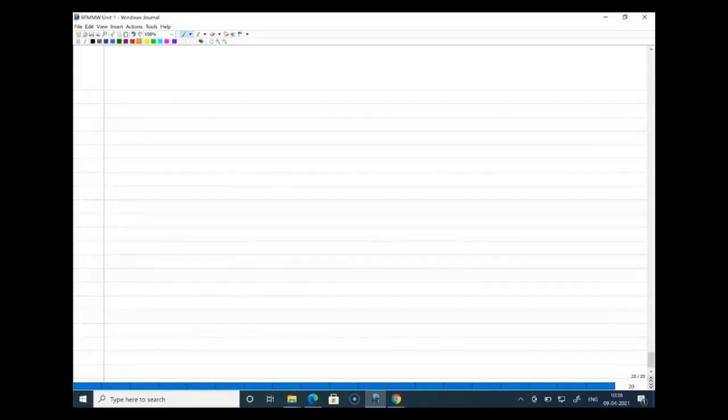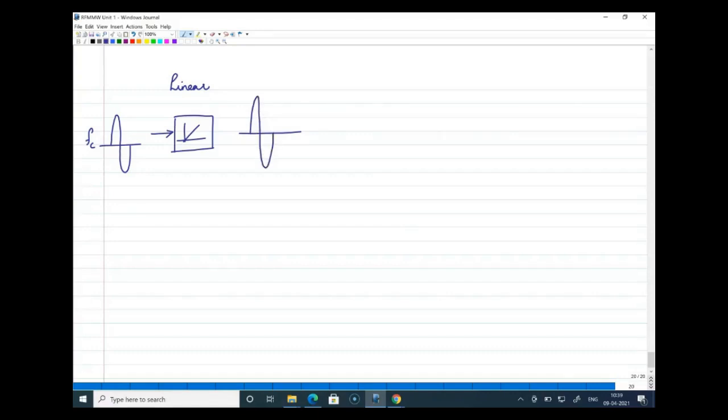Before that, I'm just brushing up. You already know something about nonlinearity from our previous analog classes. When a system is linear, say for example, if I am applying a pure tone to the input of a linear system, somewhere around the frequency of fc, at the output, if the system is a linear amplifier, I'll get a magnified output, but the frequency remains the same, right?